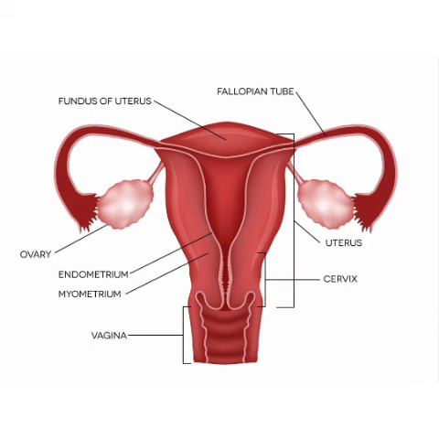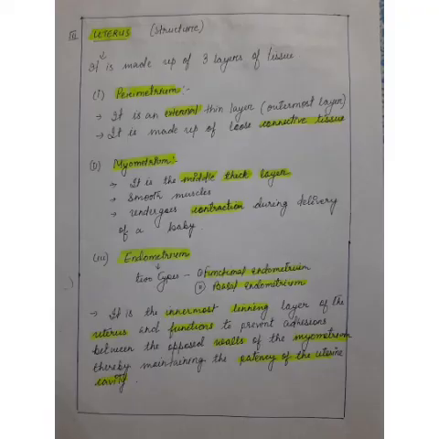Now let us see the internal structure of the uterus. It is made up of three layers of tissue. The first is the perimetrium, the second layer is the myometrium, and the third is the endometrium. Let us see what the perimetrium is. The perimetrium is an external thin layer, the outermost layer, made up of loose connective tissue.